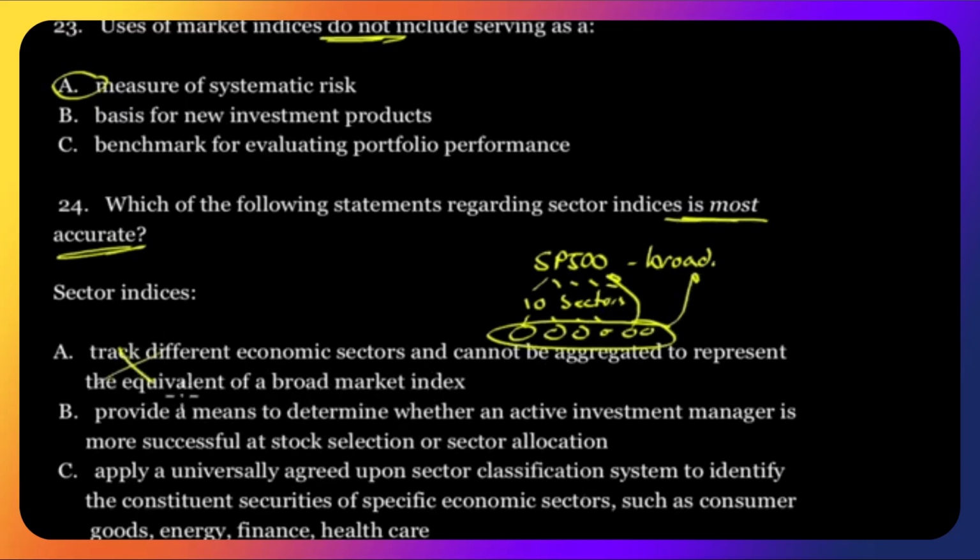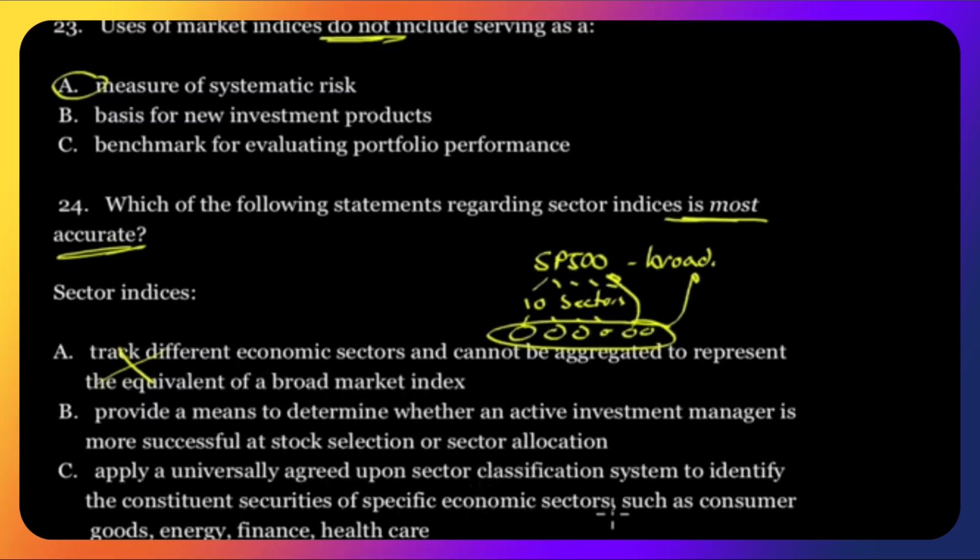We can eliminate that. B, provide a means to determine whether an active investment manager is more successful at stock selection or sector allocation. Yeah. Let's read C, see if we can eliminate that or if we have a conflict. Apply a universally agreed upon sector classification system to identify the constituent securities of specific economic sectors such as consumer goods, energy, finance, and healthcare.